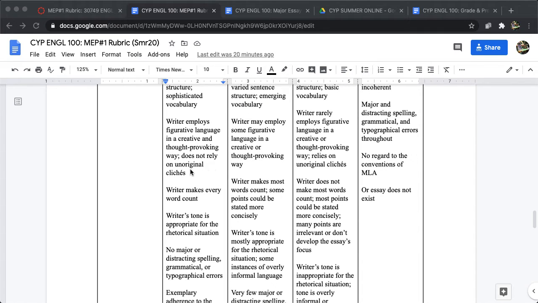Does not rely on unoriginal cliches. So a cliche, at least in writing, is a phrase that has been used so many times that it's lost its meaning. People no longer really understand what it means. One good example of this, and it's a little pet peeve of mine, one good example of a cliche that is totally unoriginal is the phrase, think outside the box. And I'll tell you why.